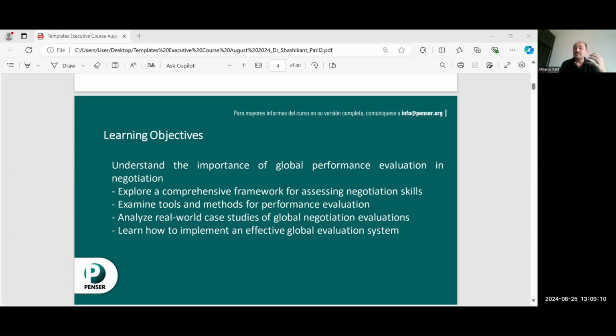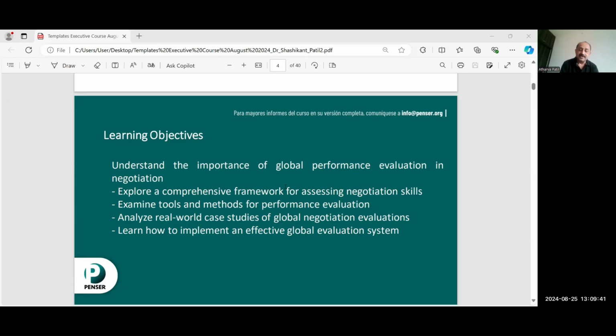Keeping all these things in mind, the objective, the goal, the sole purpose of this presentation is to understand the importance of global evaluation in negotiation. Here we'll explore a comprehensive framework for assessing negotiation skills. In one of my sessions, I already elaborated on how negotiation skills are important and how collaborative learning is important.